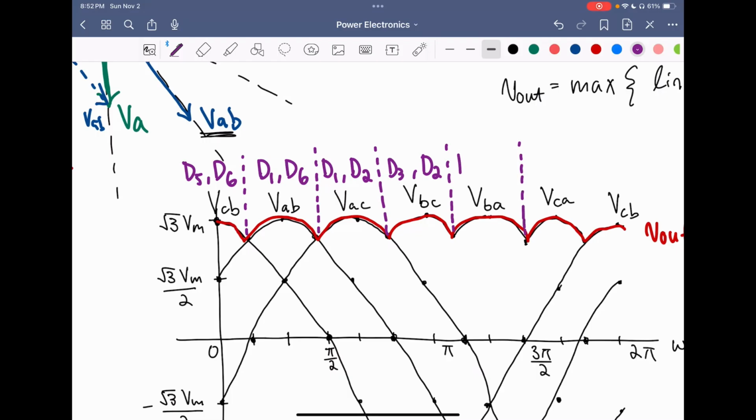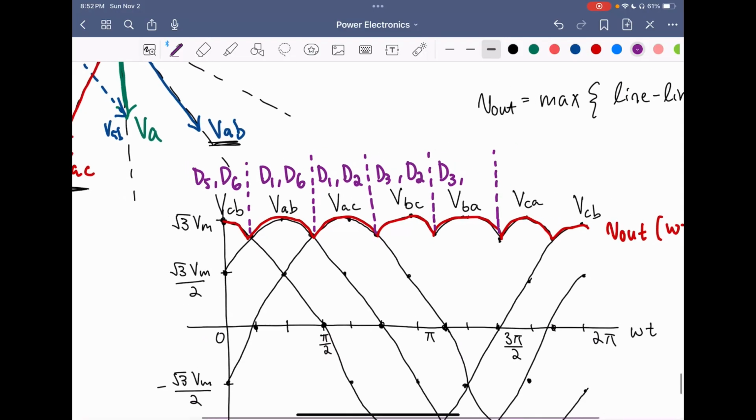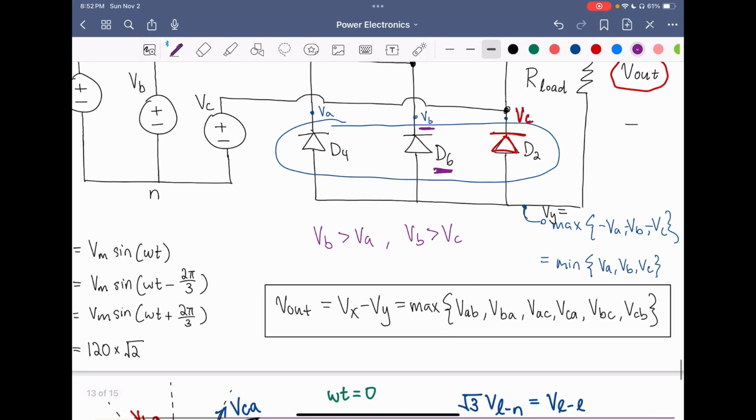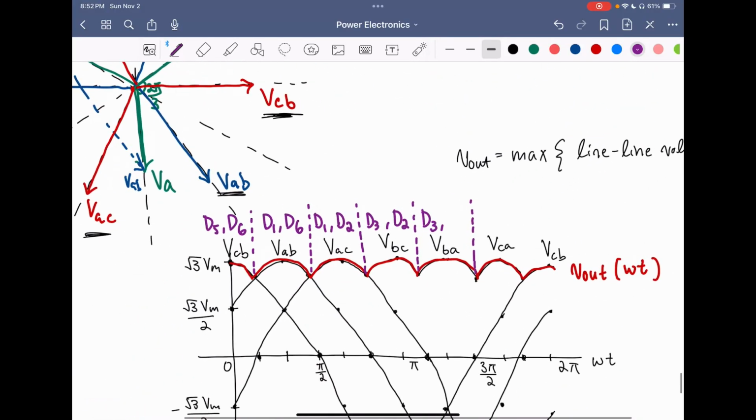For the next one, VB is still our maximum, so we'll still have D3, and then VA will be our minimum, so that means that D4 will conduct. So we can start to see a pattern here. In this case, we have D1, D1, and then it switches to D2, and then D2, D2, and then switches to D3. In this next case, we have D3, D3.